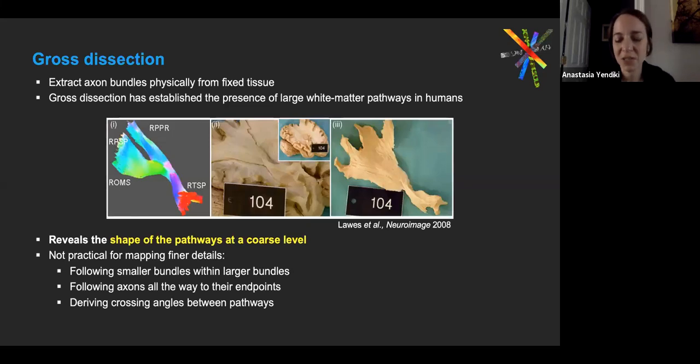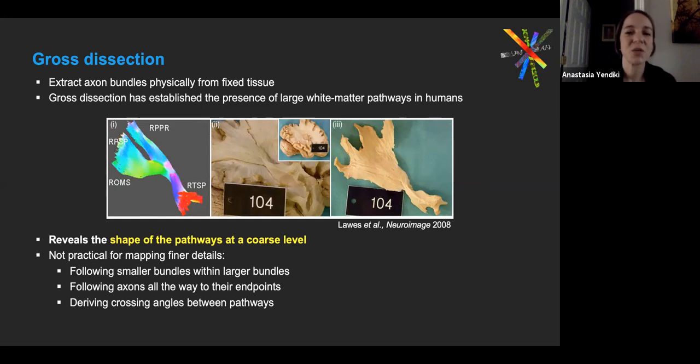There are a few different ways of getting ground truth for tractography and for diffusion orientations. And it's important to know that none of them is perfect. None of them will give us all the information about all the fibers in the entire brain.